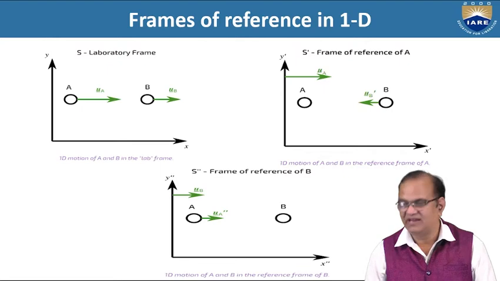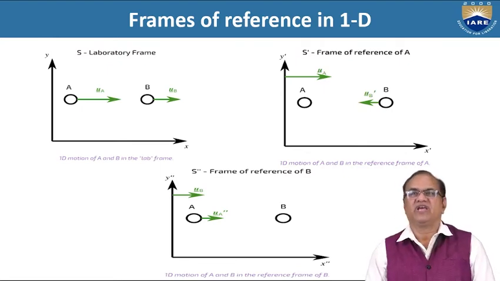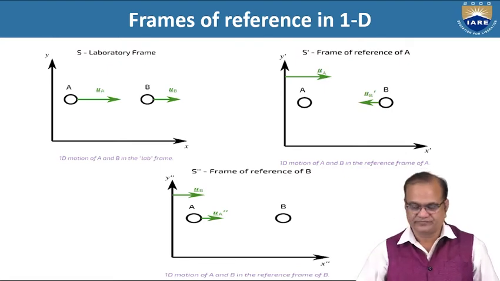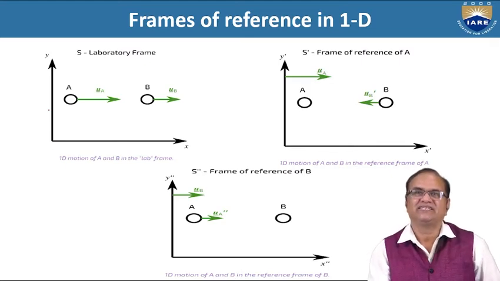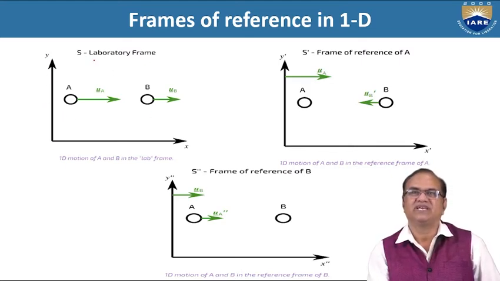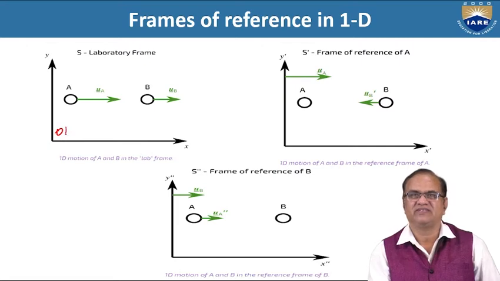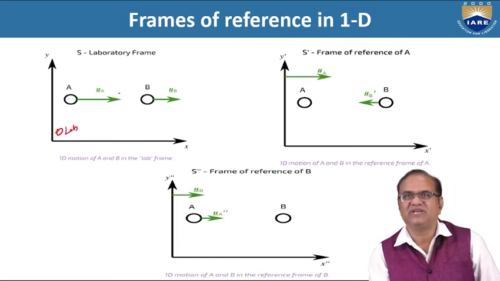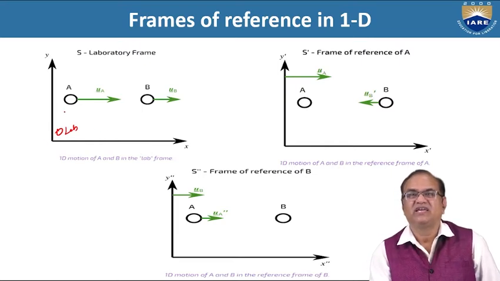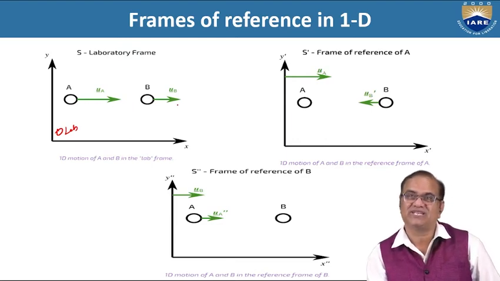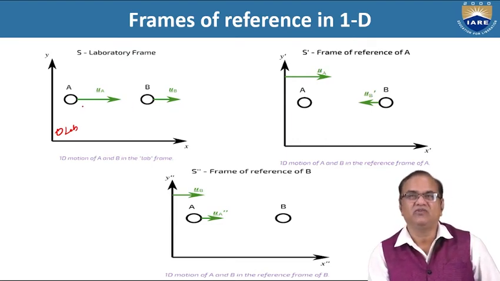Here we can see the difference of frames of reference in 1D. This is one system. Here S is the laboratory. You are here in the lab, and A is moving in this direction, B is also moving. So the person here will feel something different about A and B, because both are moving in the same direction. He will observe a relative velocity from here.